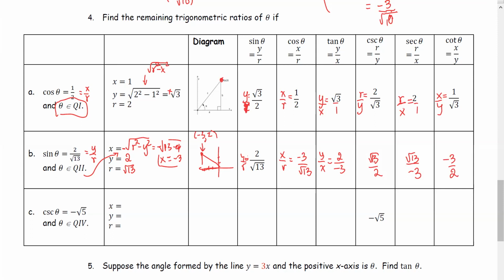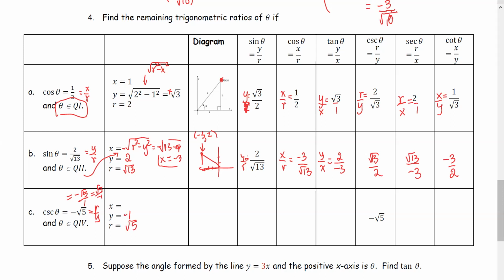And the next example, the cosecant theta is negative square root 5, where theta is in the fourth quadrant. The cosecant is the reciprocal of the sine, or r over y. If you write negative square root 5 as a fraction, it would be negative square root 5 over 1. And we know that r is always positive. We can write negative square root 5 over 1 as square root 5 over negative 1 to represent r as positive square root 5 and y as negative 1.